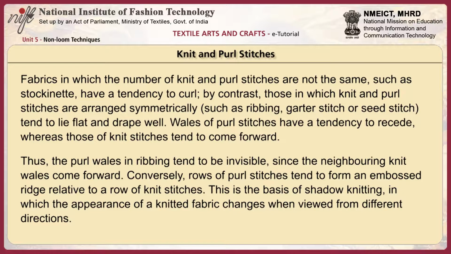Veils of purl stitches have a tendency to recede, whereas those of knit stitches tend to come forward. Thus, the purl waves in ribbing tend to be invisible, since the neighboring knit veils come forward. Conversely, rows of purl stitches tend to form an embossed ridge relative to a row of knit stitches. This is the basis of shadow knitting, in which the appearance of a knitted fabric changes when viewed from different directions.